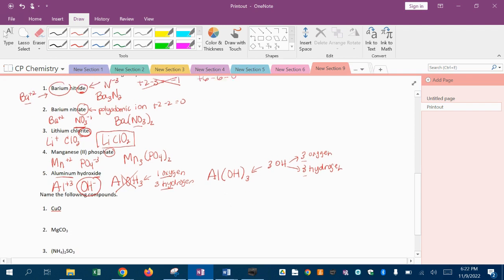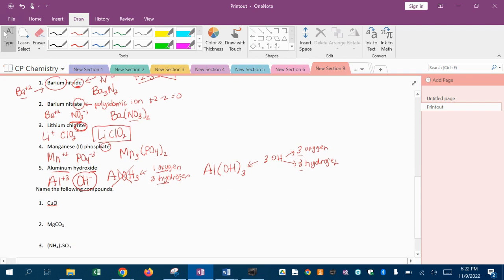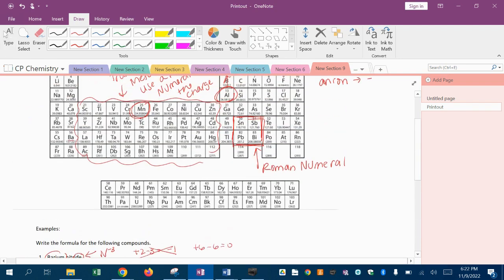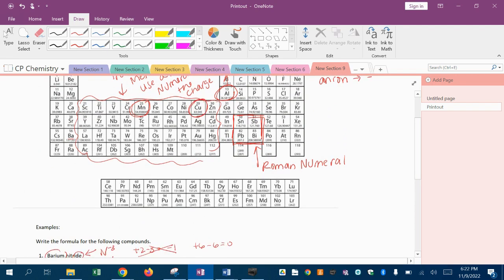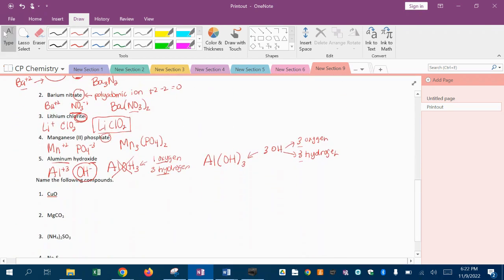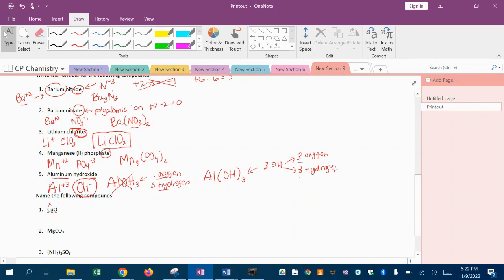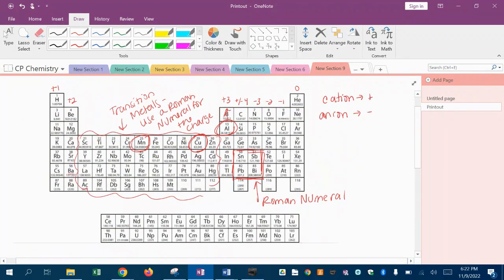All right, let's go backwards. What if I give you the formula and you have to name it? So copper is Cu, and if I look for copper, I'm always going to check my periodic table. Well, that's atomic number 29 right here, transition metal. So that tells me I have to have a Roman numeral. So when I go to do this, I don't know the charge of copper, so I'm going to put an X above it. Oxygen. Well, in this case, it's going to be oxide because it's in an ionic compound, a metal with a nonmetal or a cation with an anion.